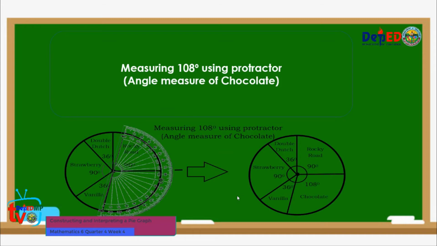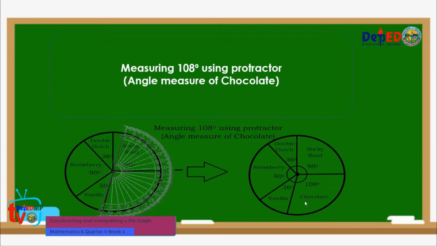Measuring 108 using a protractor. Angle measure of chocolate. So we have here the 0, the protractor 0 degrees. 10, 20, 30, 40, 50, 60, 70, 80, 90. Then locate the 108. It is 100, then 108. Mark it outside the circle. So this is the output. Then label it chocolate 108 degrees.